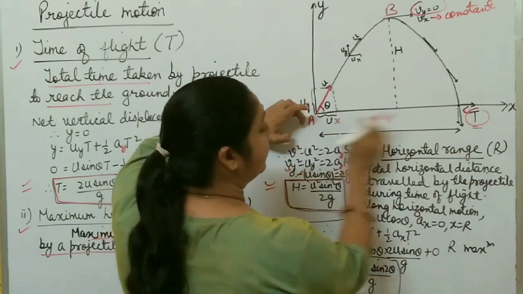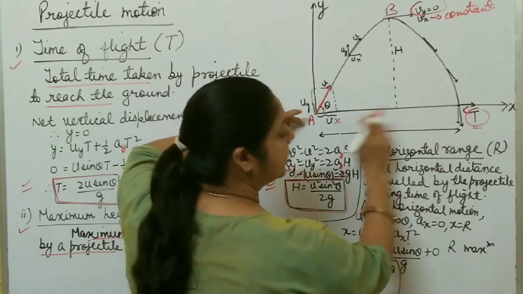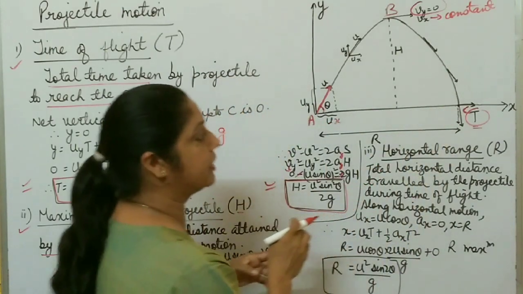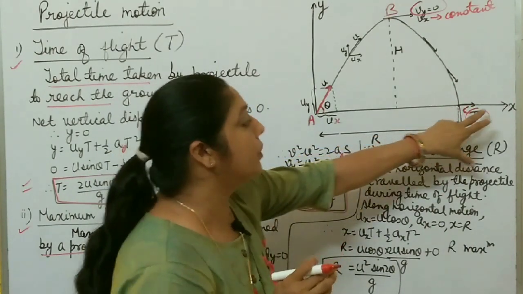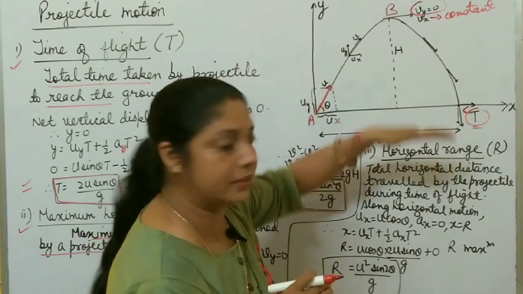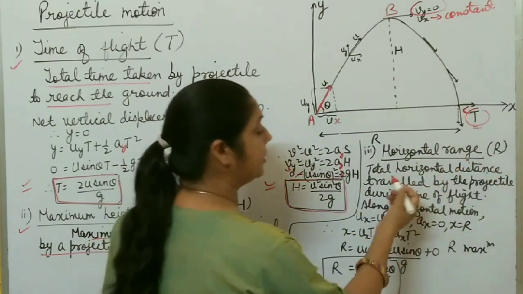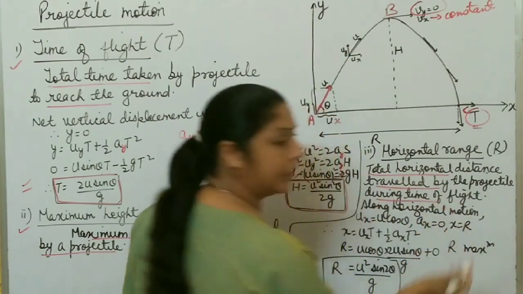Horizontal range is this one from A to C. During its total flight, the total horizontal distance traveled by a projectile during the total flight, right? Time of flight is T. So in total time T, how much horizontal distance does this projectile cover? This is horizontal range. Total horizontal distance traveled by the projectile during time of flight.